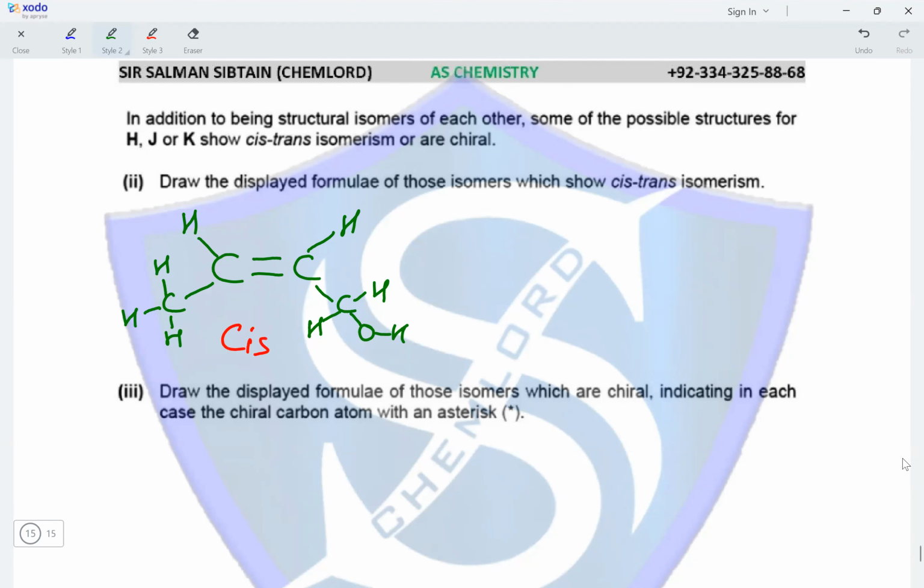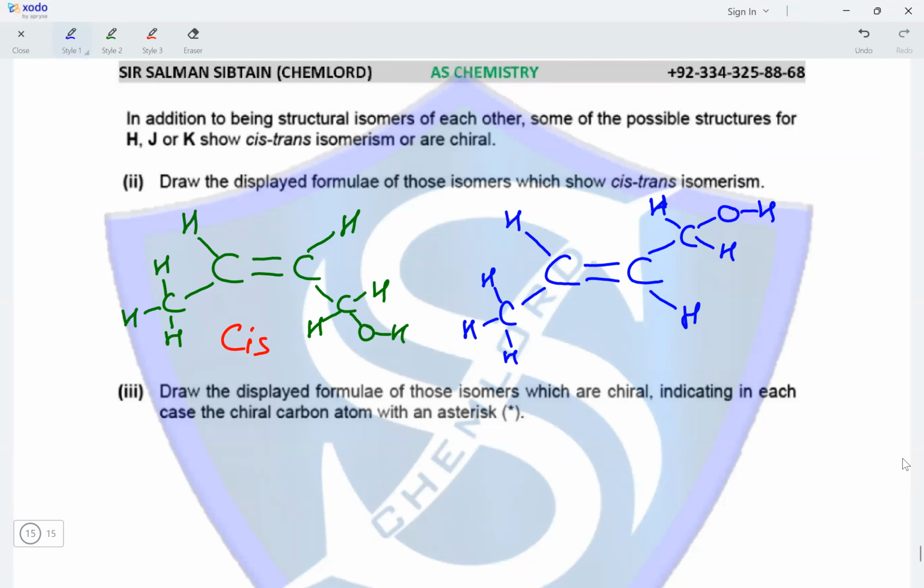Now to draw the trans isomer. So the trans isomer would be C double bonded C, a hydrogen on one side of the double bond and a hydrogen on the other side. The CH2OH group carried over on one side of the double bond and the CH3 group on the opposite side of the double bond. This is the trans isomer of the same compound.